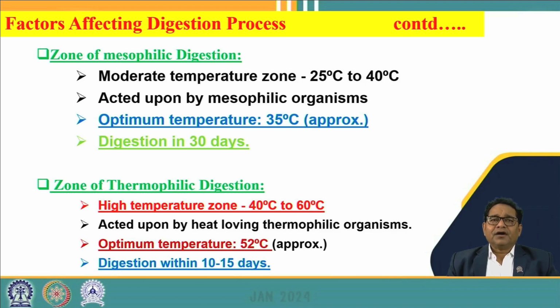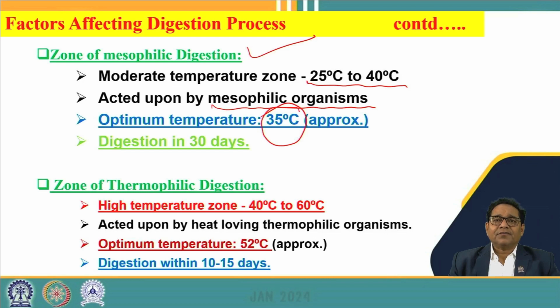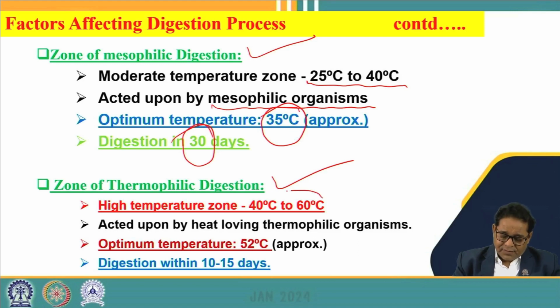And then if we see the different zones of digestion, as I said, this is mesophilic digestion, the temperature range of 25 to 40 degrees centigrade. In this range of temperature there are mesophilic organisms, bacteria, which act upon the sludge digestion process. For this zone the optimum temperature is around 35 degrees centigrade, and this requires a minimum digestion period of 30 days.